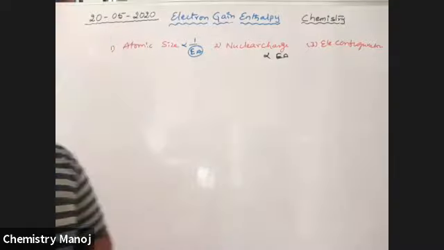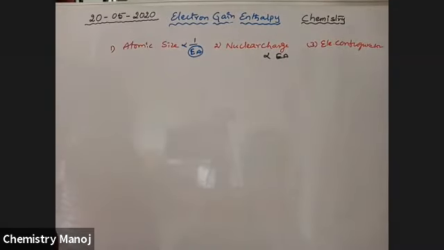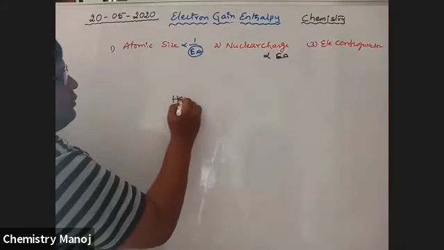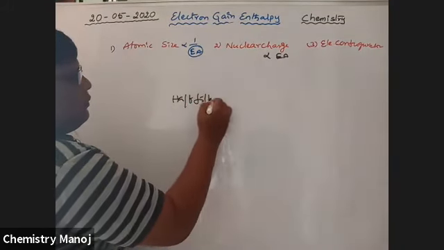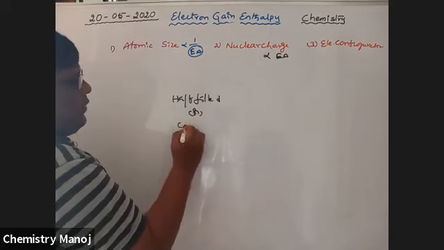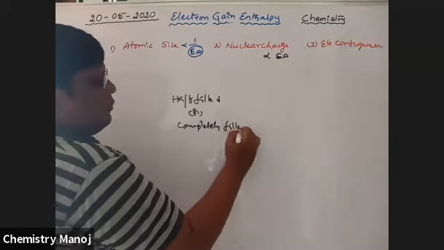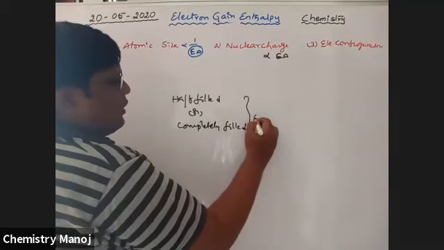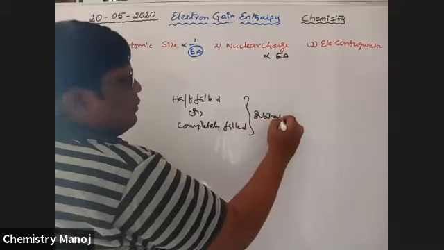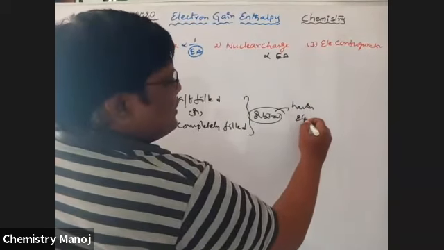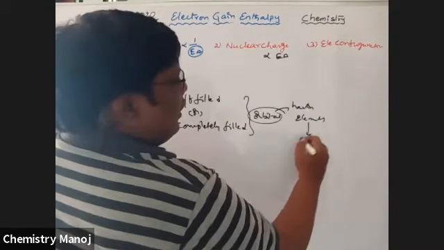Stable. So half filled or completely filled orbitals having elements are more stable.